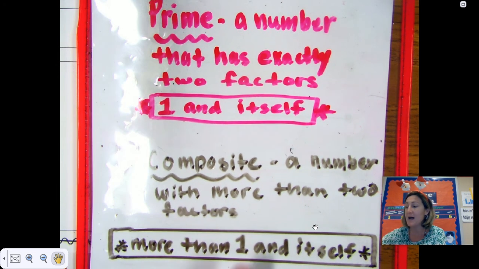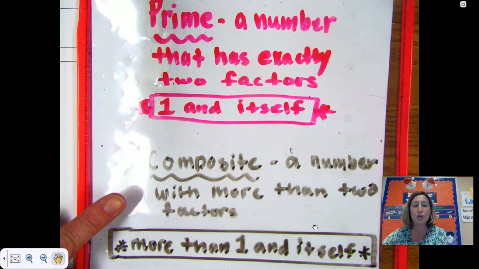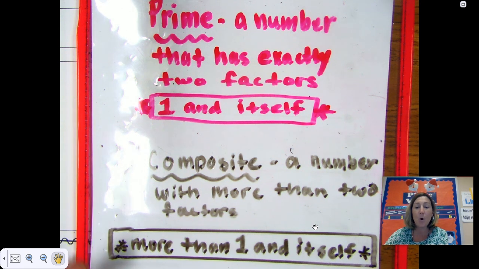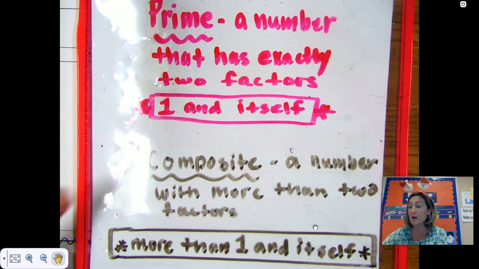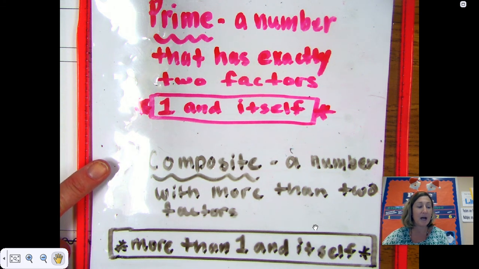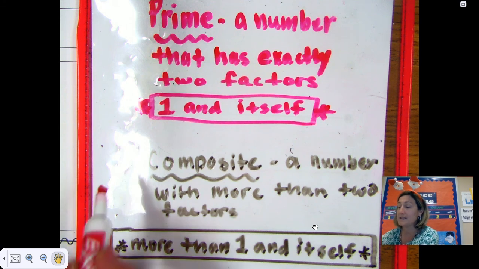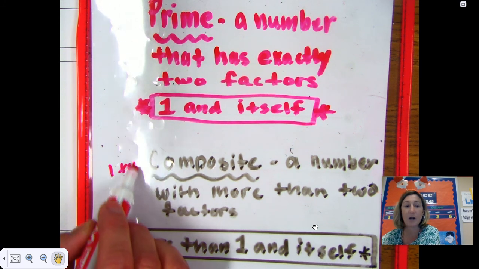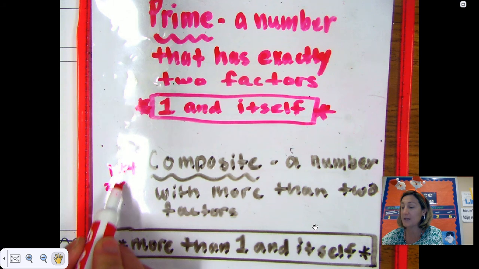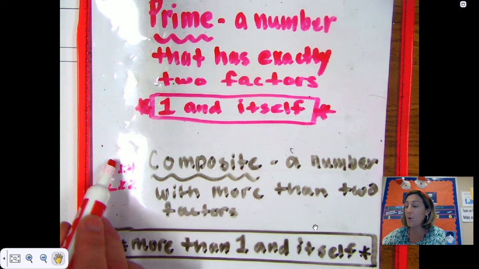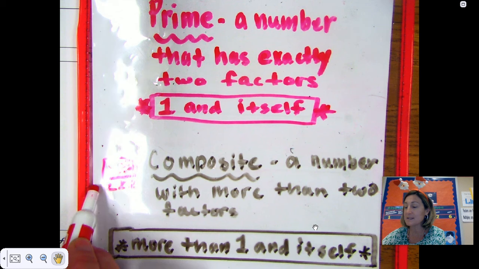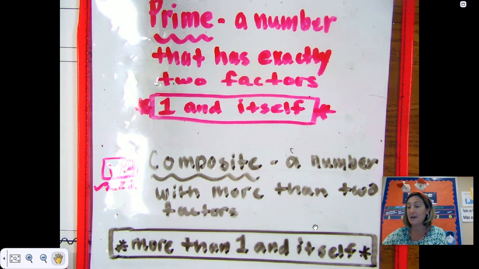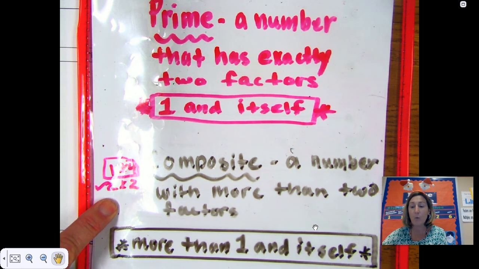Now, if a number is composite, it will have more than two factors. That means that it can be multiplied by more than one and itself. Okay, so let's do a quick example. Like the number 4. 4 is a composite number because it can be multiplied by 1 and 4, and it can be multiplied by 2 and 2. So there is more than just one and itself. There's another way that you can make 4.